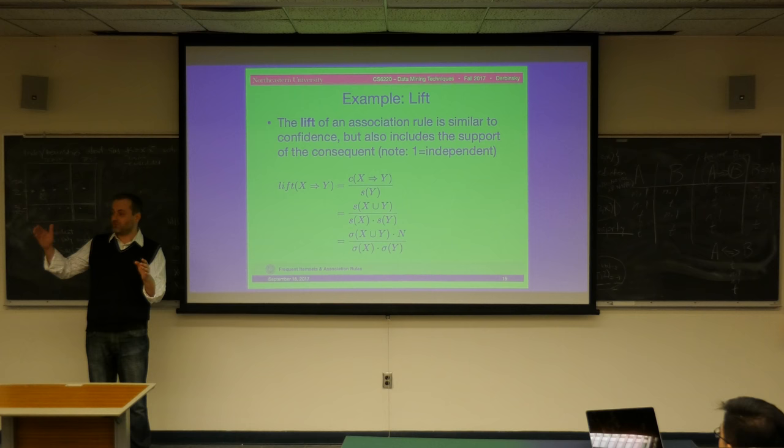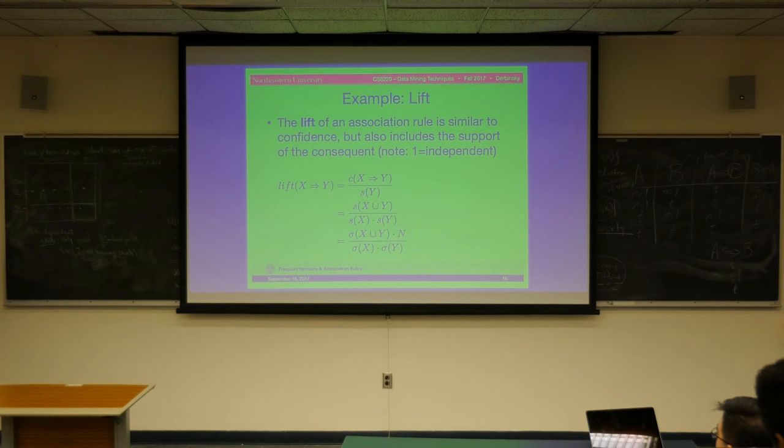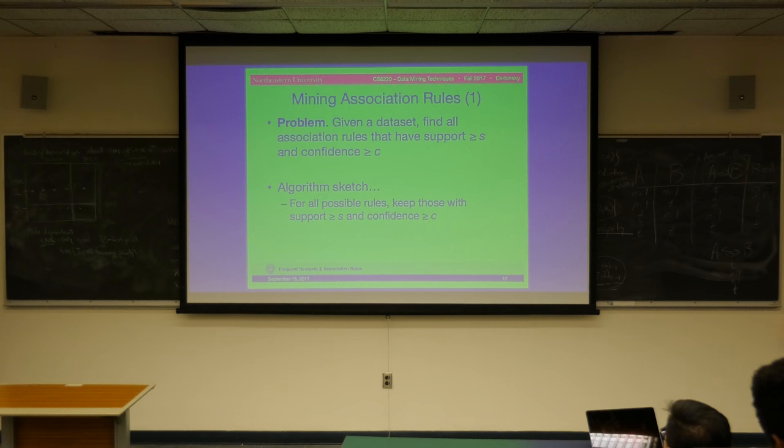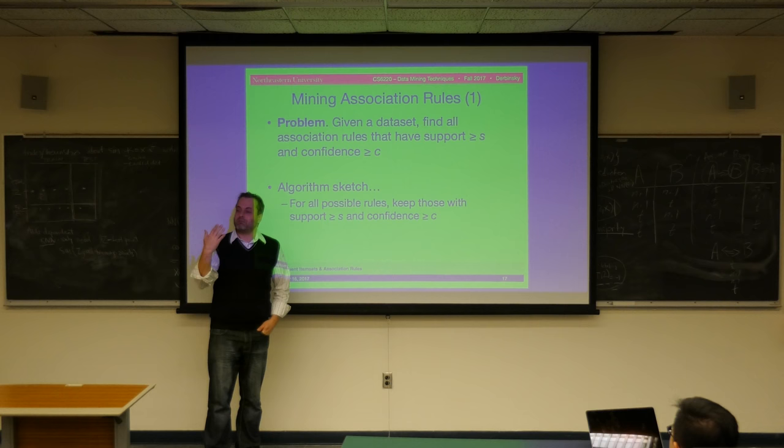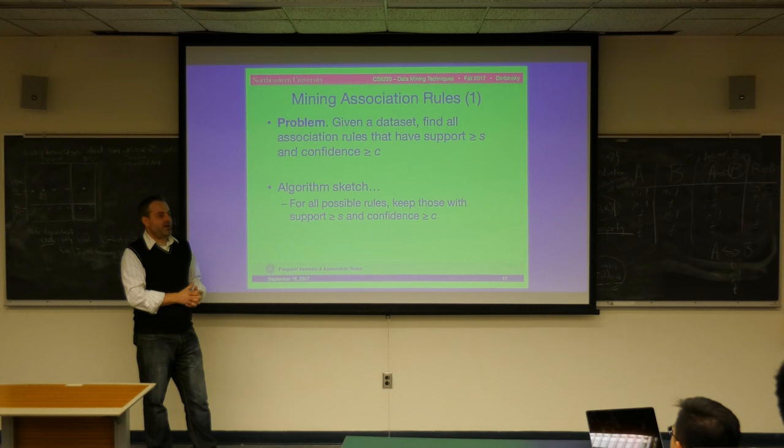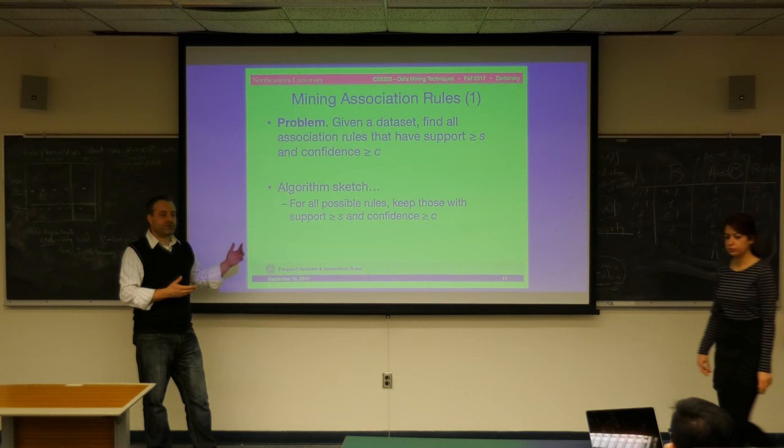So they might say here, if it's one, it's independent. Okay, so what's our problem here? Given a long stream of transactions of this kind, which is a much simpler data set than free text or images, how do you find the frequent items, the frequent item sets? How do you do that? Right. So that's the problem here.